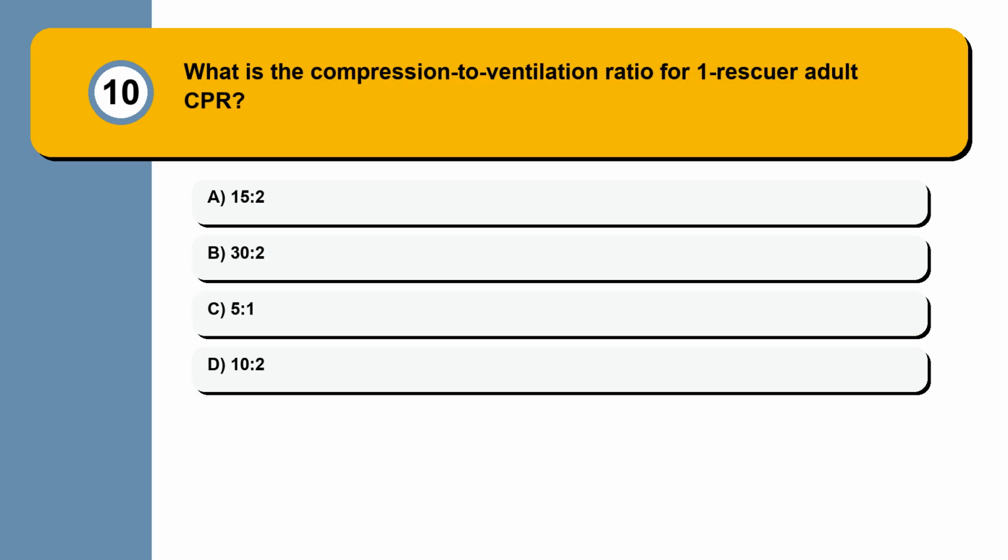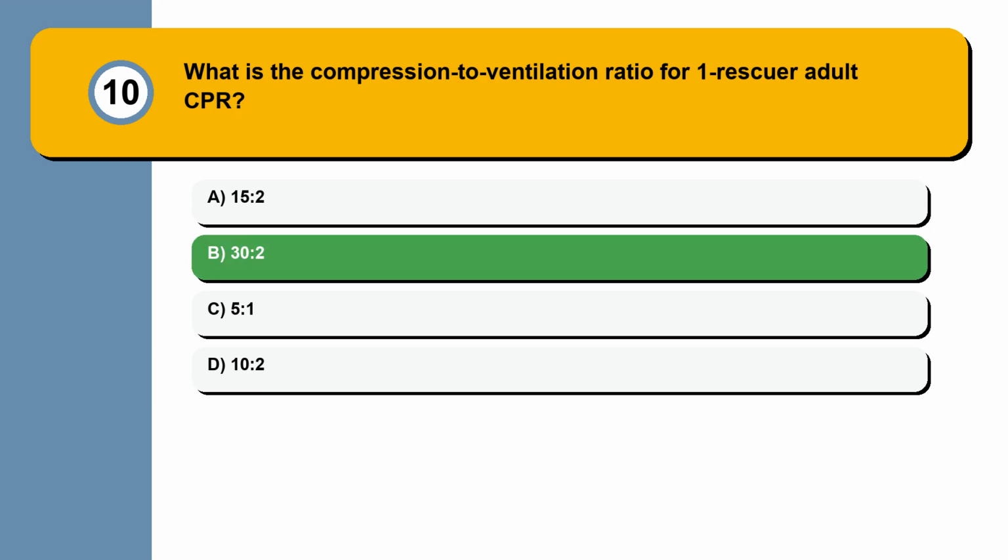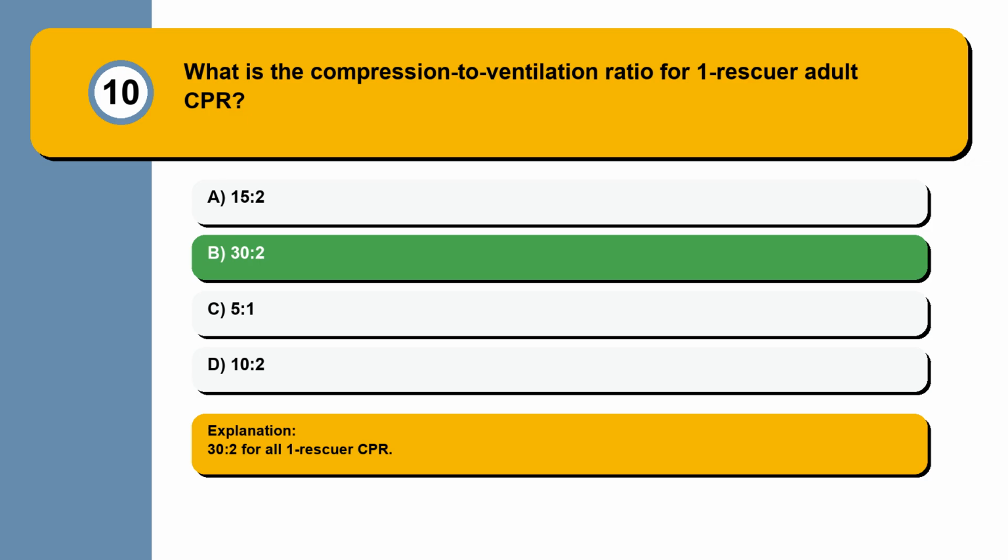Question 10. What is the compression to ventilation ratio for one rescuer adult CPR? 15:2, 30:2, 5:1, or 10:2? 30:2 for all one rescuer CPR.